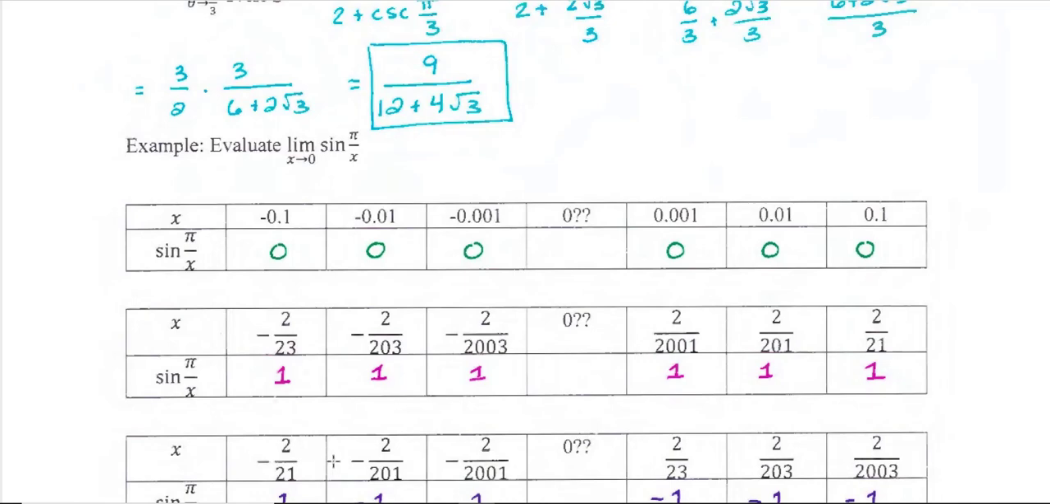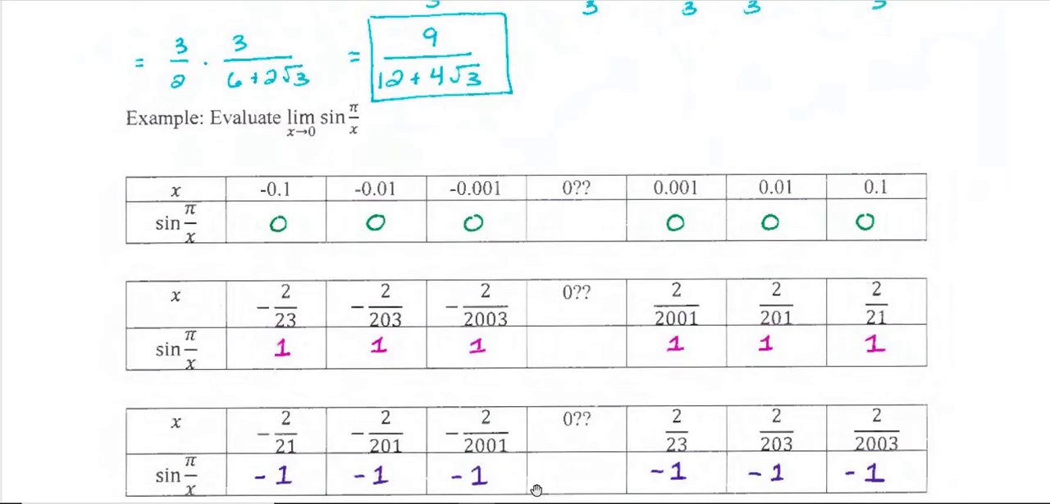Negative 2 over 21, negative 2 over 201, negative 2 over 2001. These are getting significantly close to 0 from the left. 2 over 2003, 2 over 203, 2 over 23. These are getting significantly close to 0 from the right. And when you plug those values in, you get negative 1 for each one of those. So that would tell us that our limit as x is approaching 0 of the sine of pi over x would be going off to negative 1.